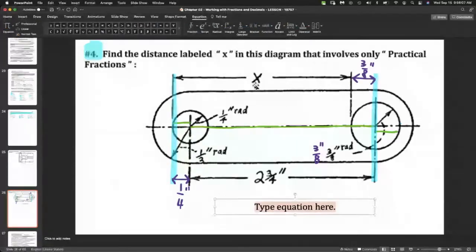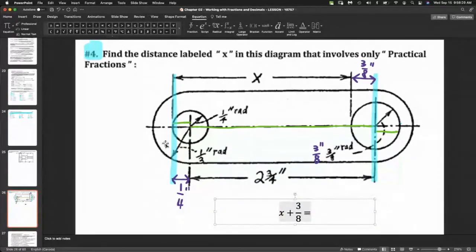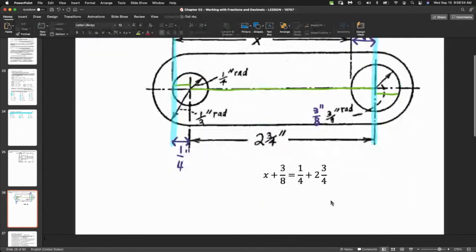So I can say, look, the top edge, yeah, I think I'm gonna be there in 2 seconds. Thank you, Matthew. The top edge is x plus 3/8, and the bottom edge, what I've put between the two blue goalposts, if you like soccer, is a quarter plus 2 3/4. Like that.